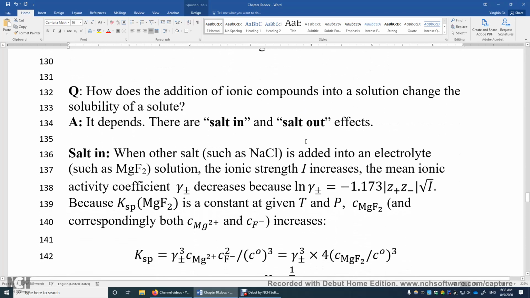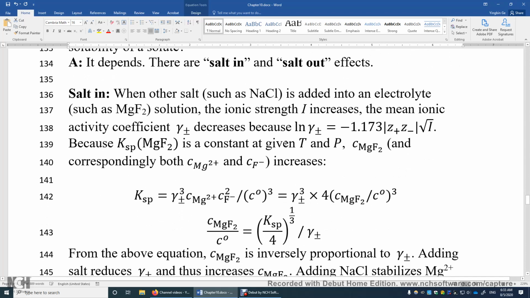Finally, let me explain two different phenomena. They are called salt in, salt out. So if you are trying to dissolve something, if you put additional salt in water, sometimes it increases the solubility, sometimes it decreases the solubility. So they are called salt in, salt out. Salt in. You learned what salt in is.